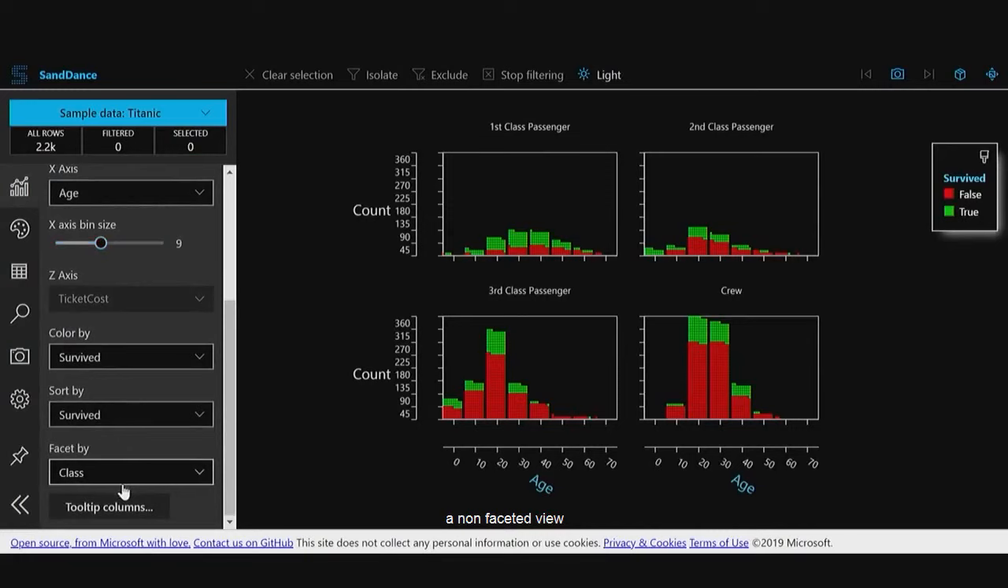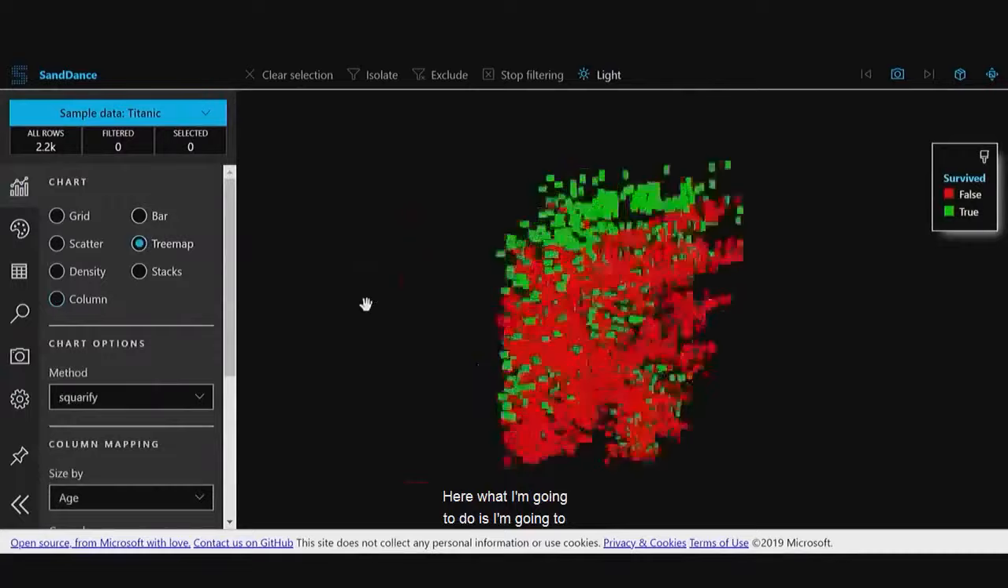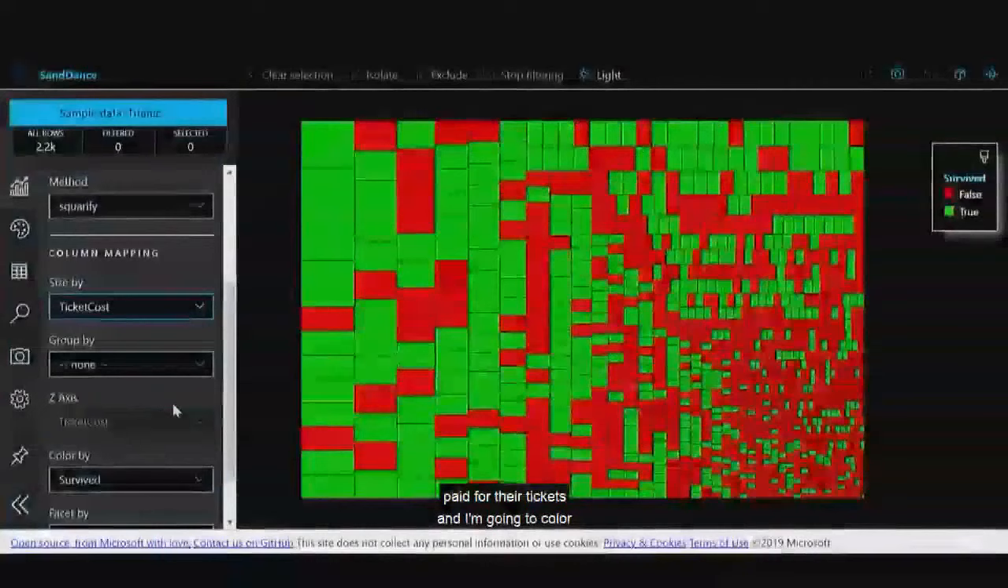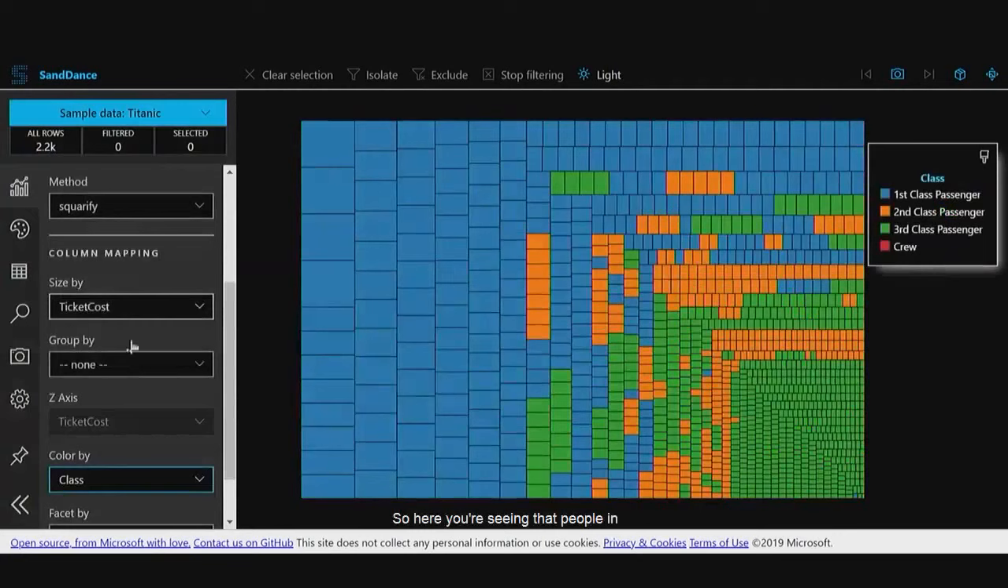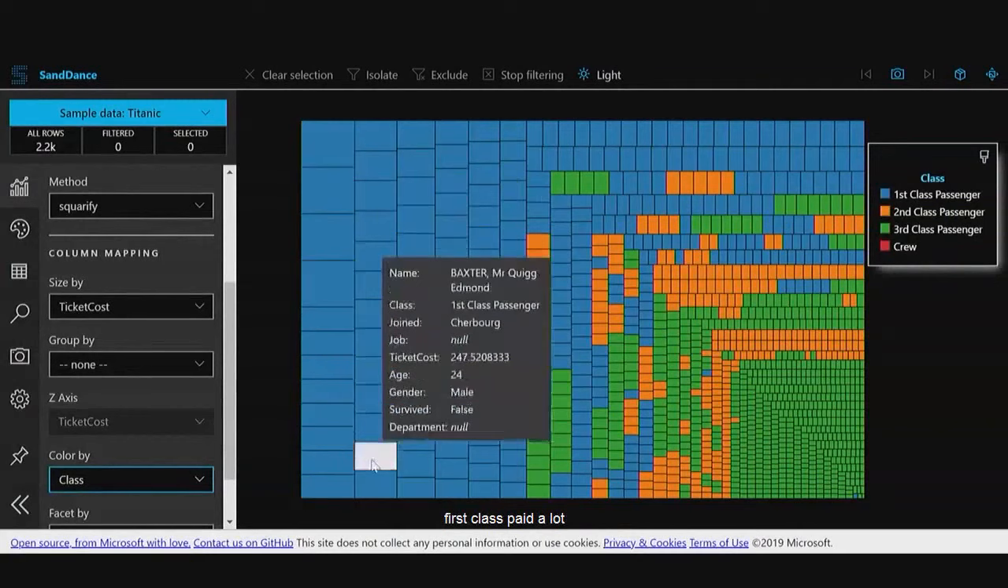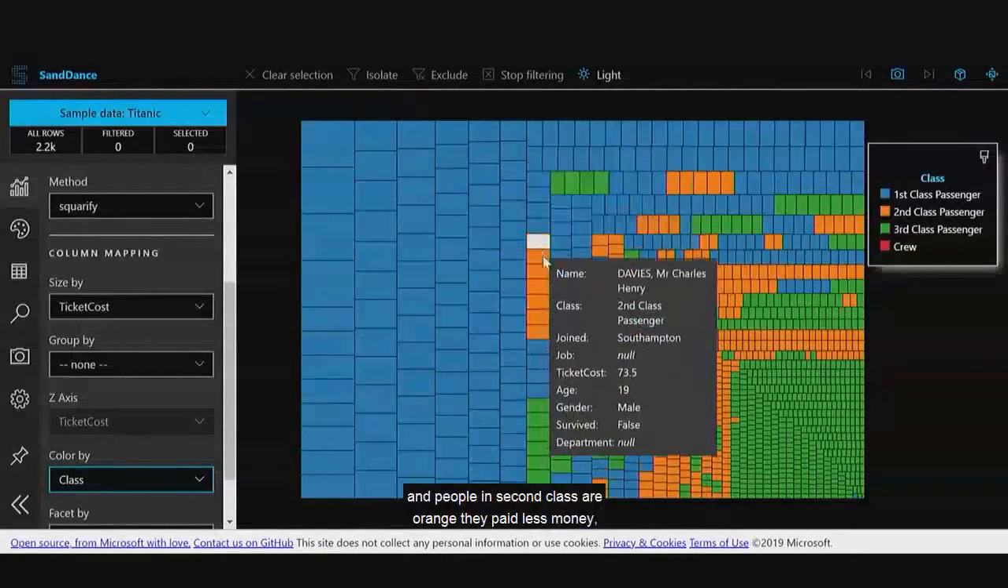So actually, let's switch to a non-faceted view again, and let's look at something called a tree map. And here, what I'm going to do is size this by how much people paid for their tickets, and color this by the cabin class that they're in. Okay. So here you're seeing that people in first class paid a lot of money for their tickets. They're very large. And people in second class are orange. They paid less money. People in third class paid even less money, and they're green.